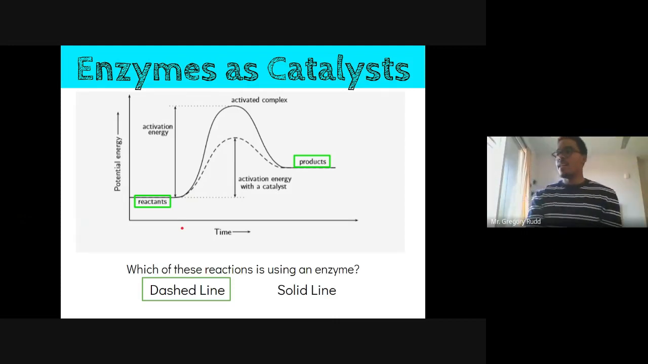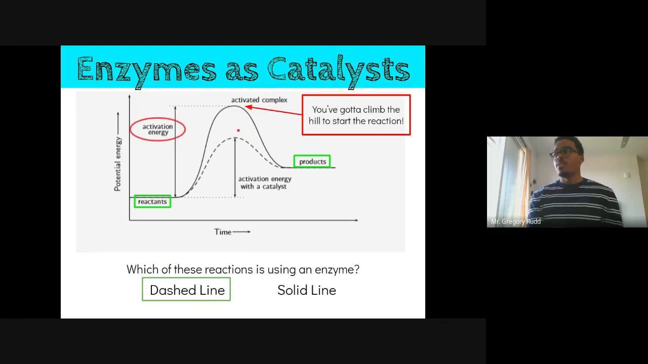We can also break this down as well. So again, notice that the activation energy is not measured from the x-axis. It's not measured from 0. It's measured from the reactants to the top of the curve. We see two curves here. Josue just told us that the dashed curve represents the use of an enzyme, aka a catalyst. And we can see that the hill is much shorter. You've got to climb the hill to start the reaction. If you don't get to the top of the hill, the reaction never takes place.